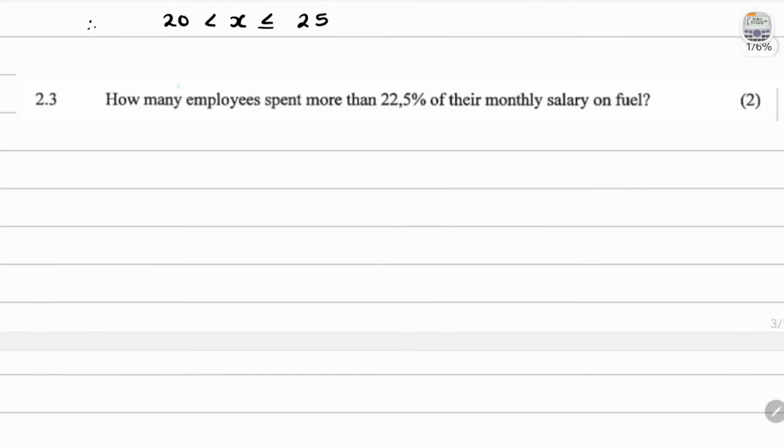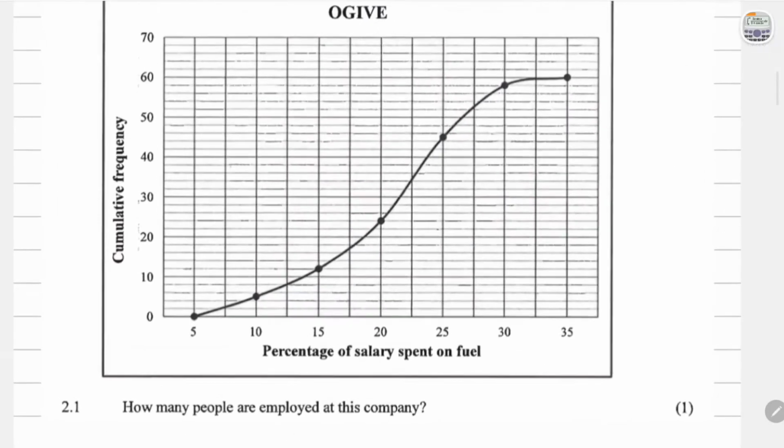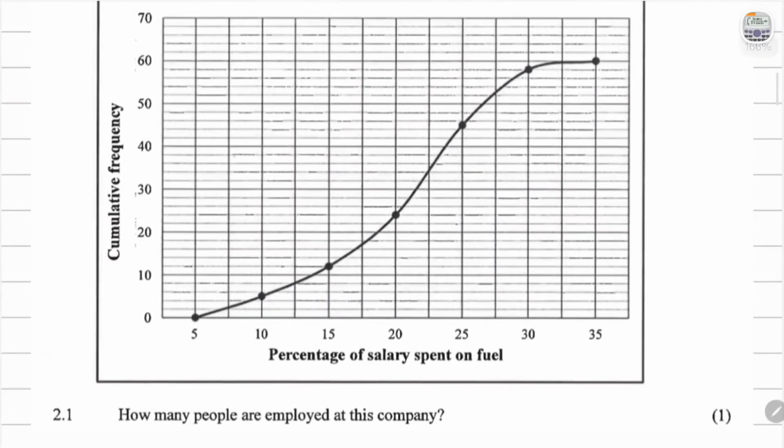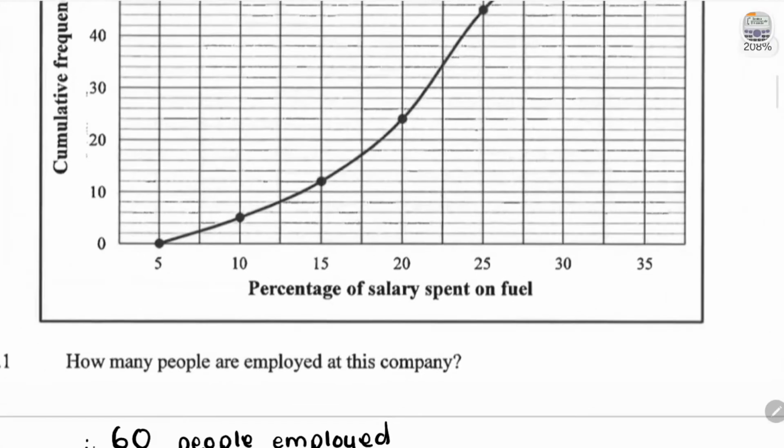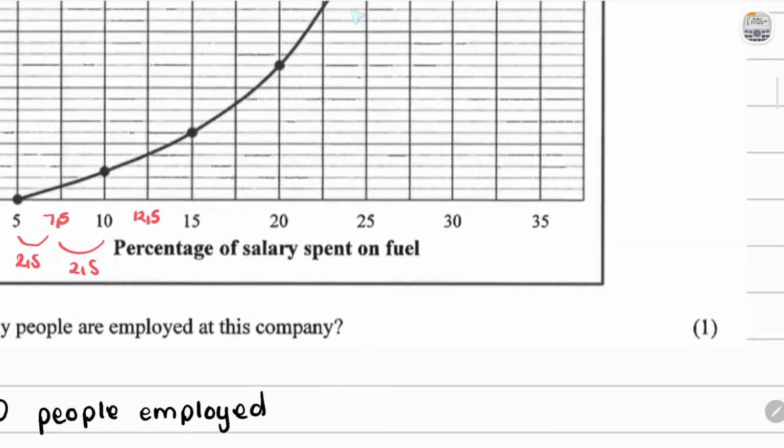Question 2.3 says, how many employees spent more than 22.5% of their monthly salary on fuel? Okay, so let's look at this data. 22.5, we're just going to have to find out exactly where that is first. Okay, so from the way these are moving, they are going from 0 to 5. Then there's a middle here and then 10. So the middle of 5 and 10 would be 7.5. And then that would be 12.5. Okay, so they're moving in intervals of 2.5. Okay, so 22.5 would be here.